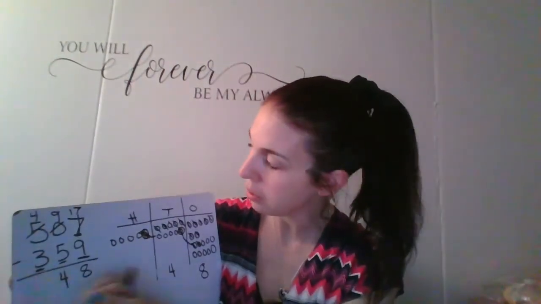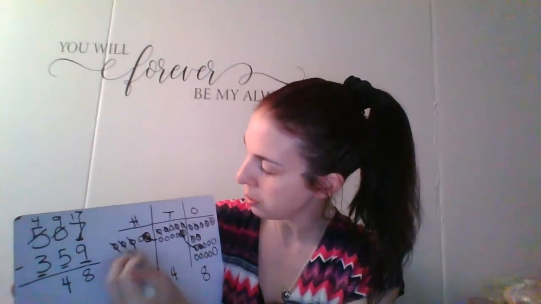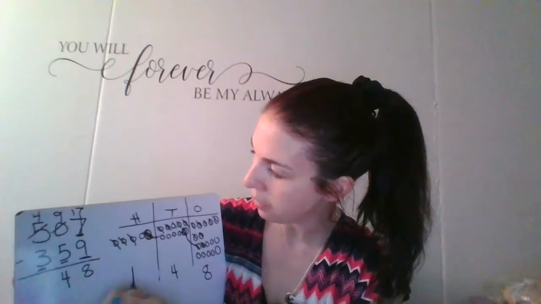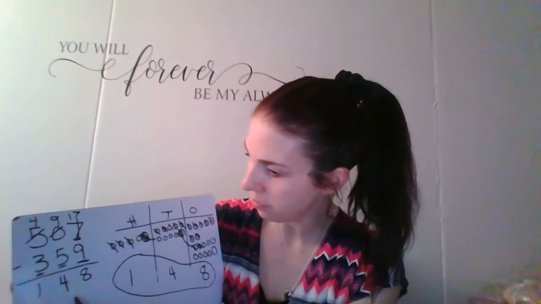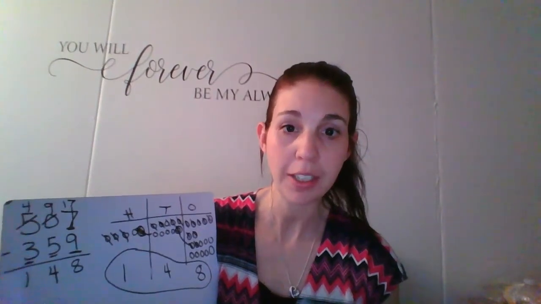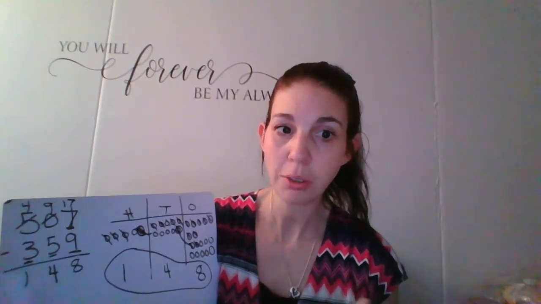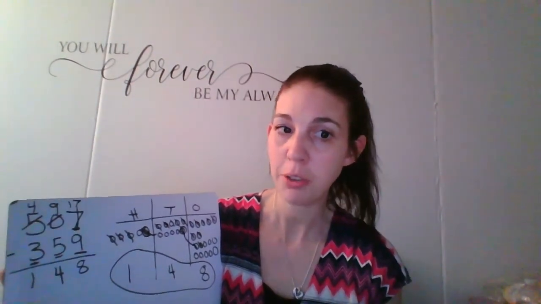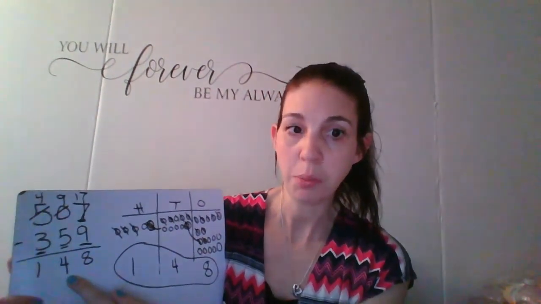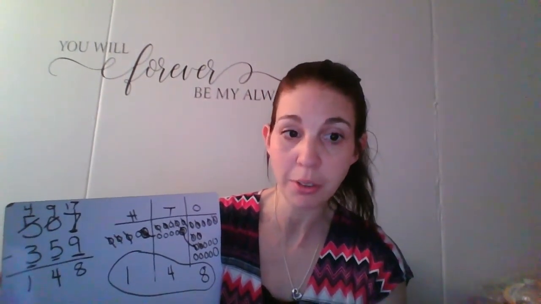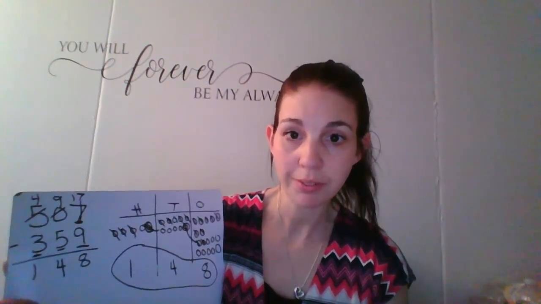And now I need to take away 3 hundreds. 1, 2, 3. We have 100 left. 148 is our answer. Now, when you're solving your problems, you can use the arrow way, you can use mental math, you can use a number bond, you can draw it out like this, you can use the vertical way, whichever way makes the most sense for you and is the most comfortable.